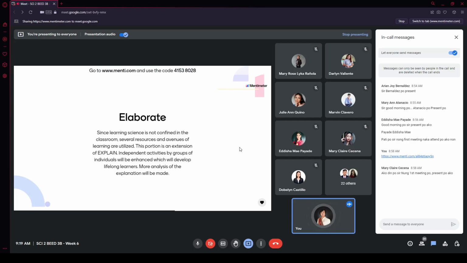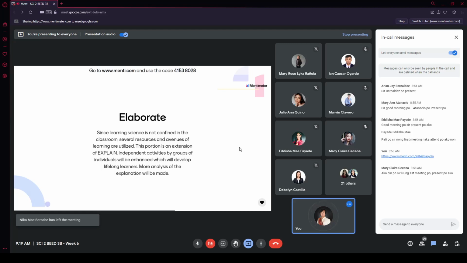Because the errors in the explore part would be fixed in the explain step, but in the elaborate step, these misconceptions should have been gone by then, right? So you would expect most of your students to explain their answers more appropriately. Okay, so that's the difference between explore and elaborate.